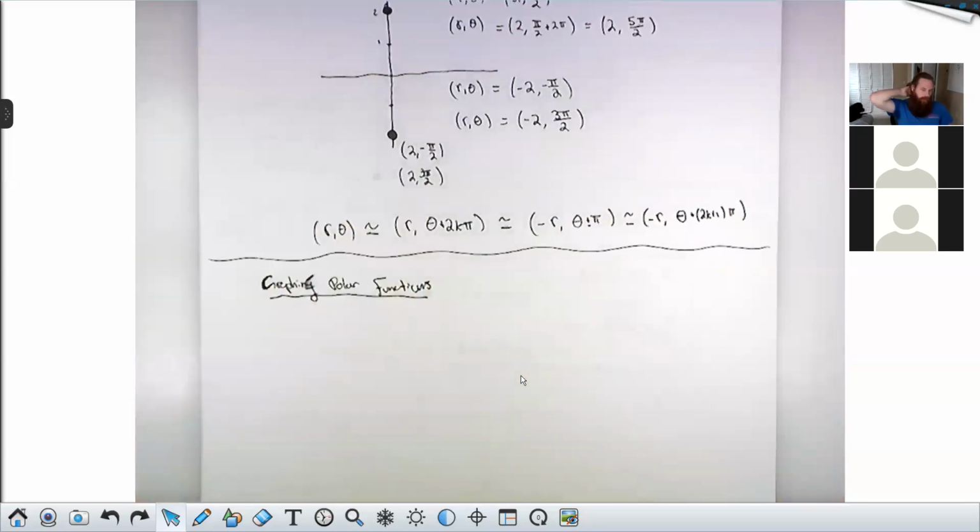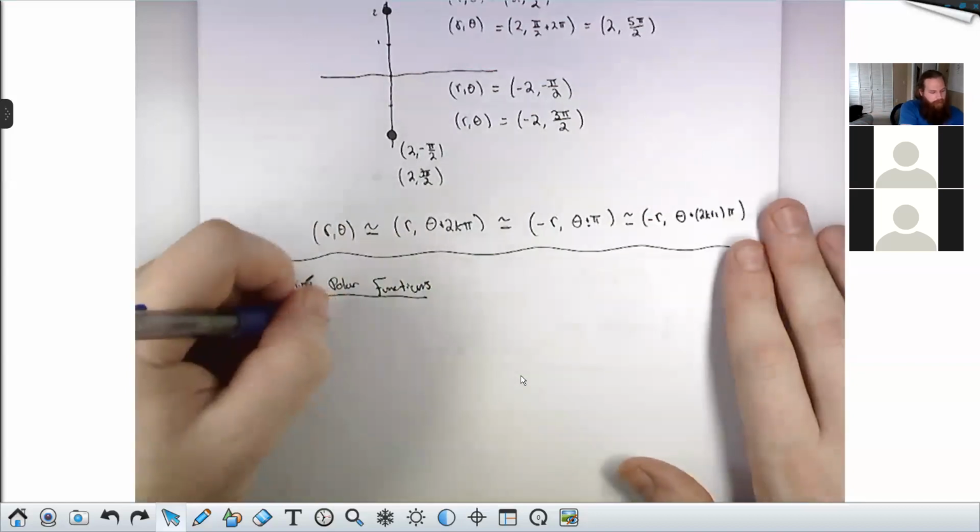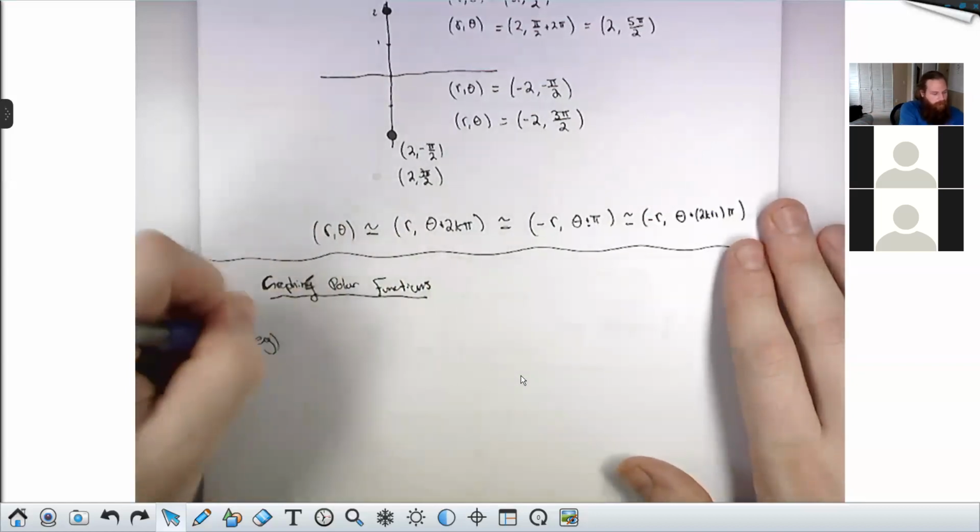Just like when we learn how to graph in the regular XY coordinate system, you're usually given something involving x, like y equals x squared or y equals 5x plus 1. Here, the variables that we need to relate to each other are r and theta. So it works the same way.